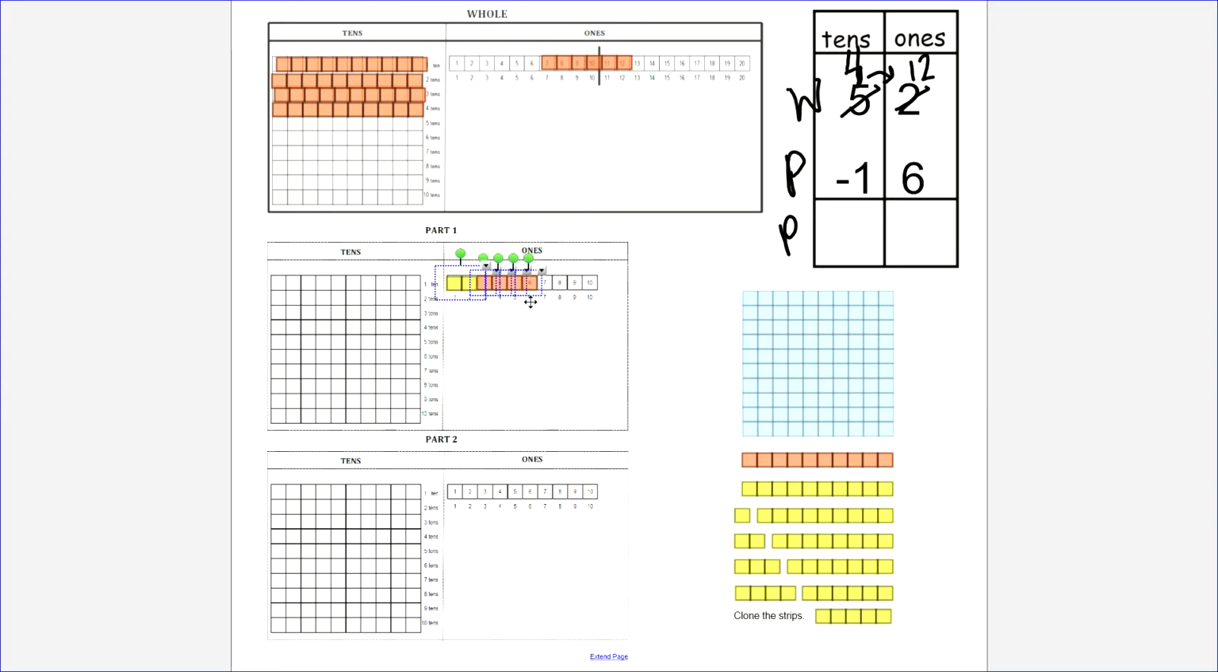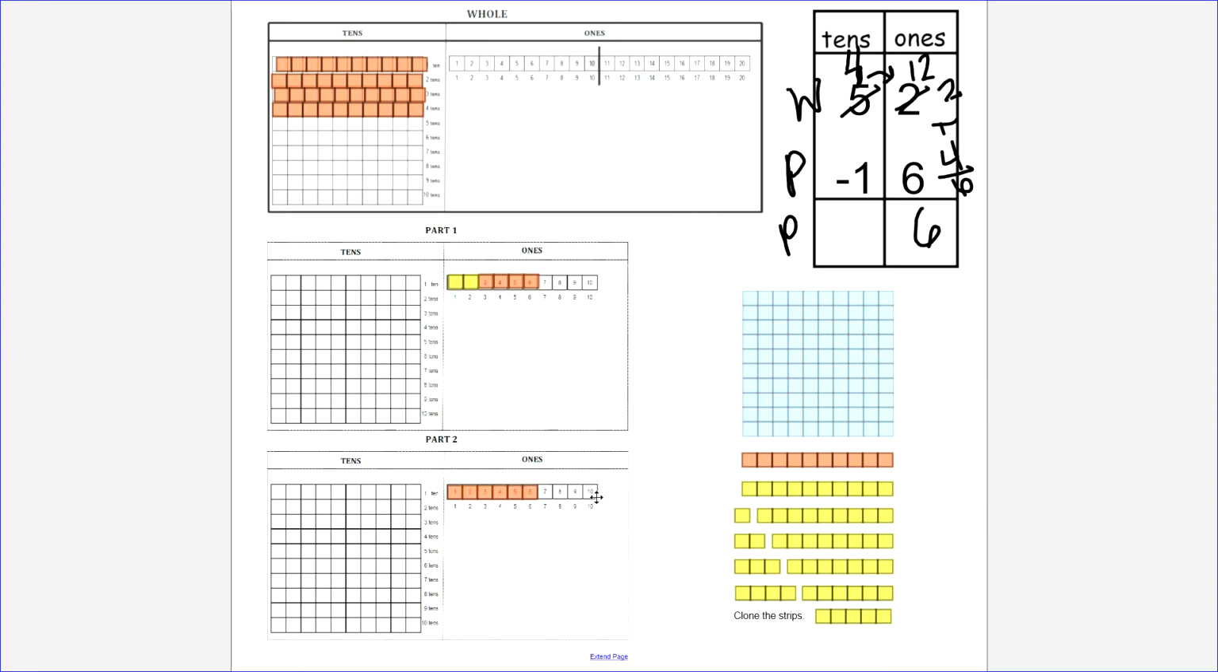Pause the video if you need to. I know that 12 is 2 away from 10 and 6 is 4 away from 10. When I add that together, it equals 6. So 12 minus 6 equals 6. The answer or missing part in the ones place is 6.